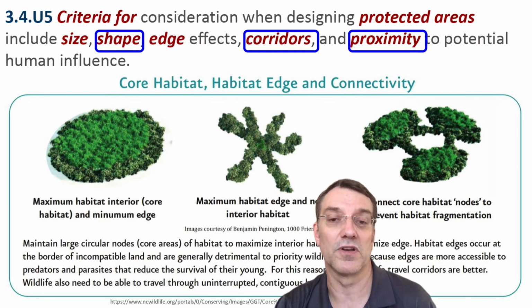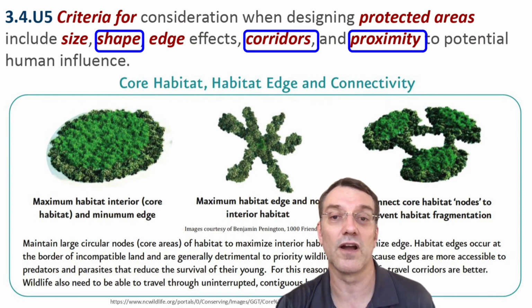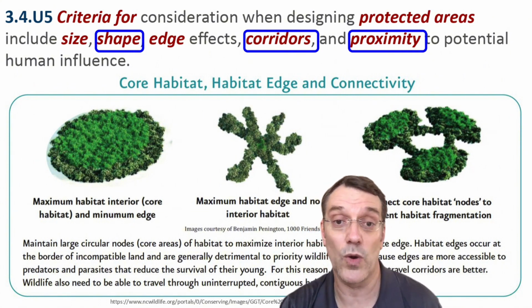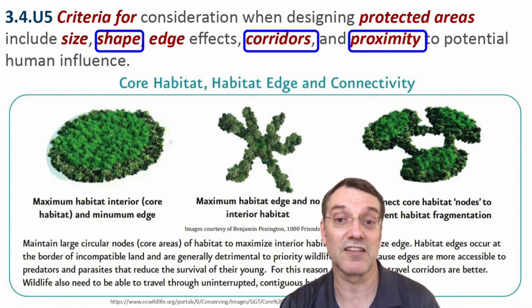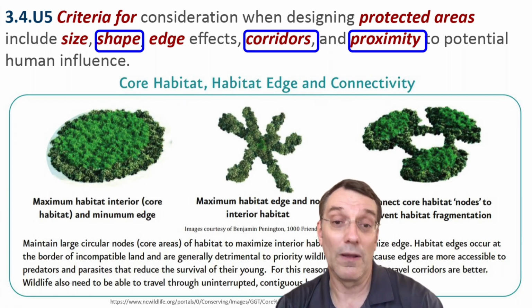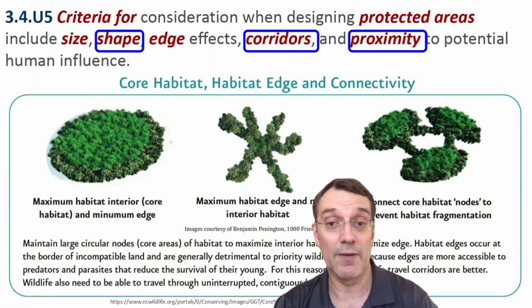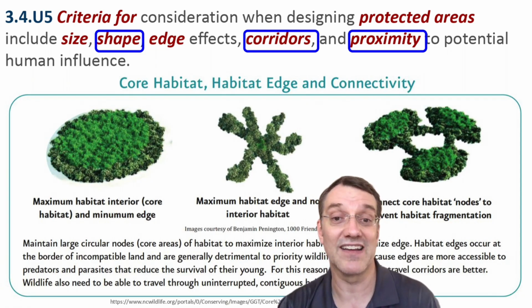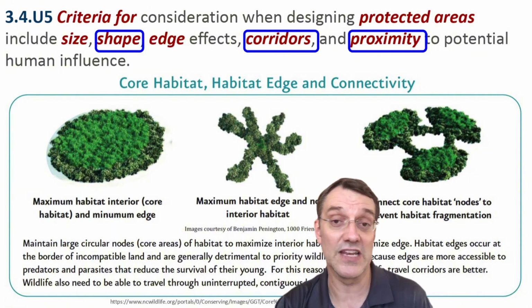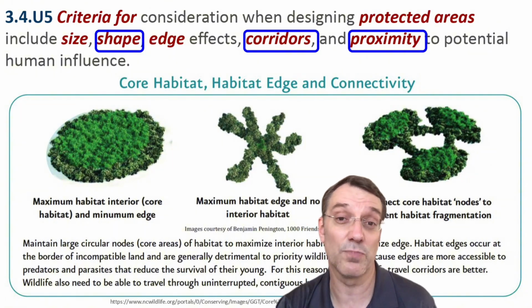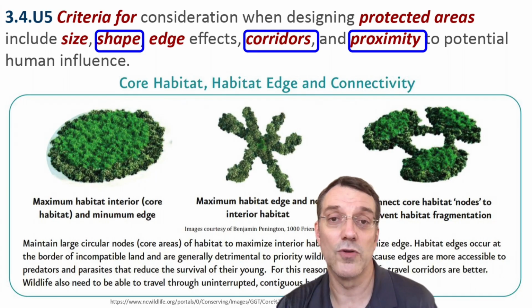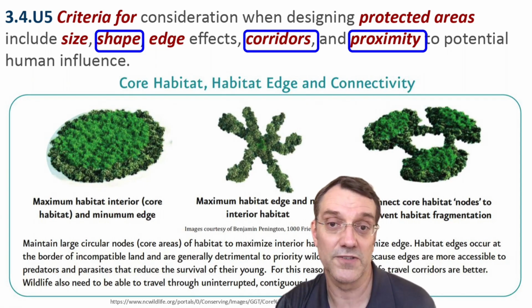The shape of protected areas also plays an important role in conservation. This diagram shows how different configurations affect habitat quality. Circular shapes maximize that interior core zone while minimizing the edge effects. Wildlife corridors between core habitat nodes or zones help prevent isolation of populations and allow them to intermingle, interbreed, and spread genetic diversity. The closer those nodes are to one another, the easier it is for populations to intermix, and therefore the more successful the conservation effort is.